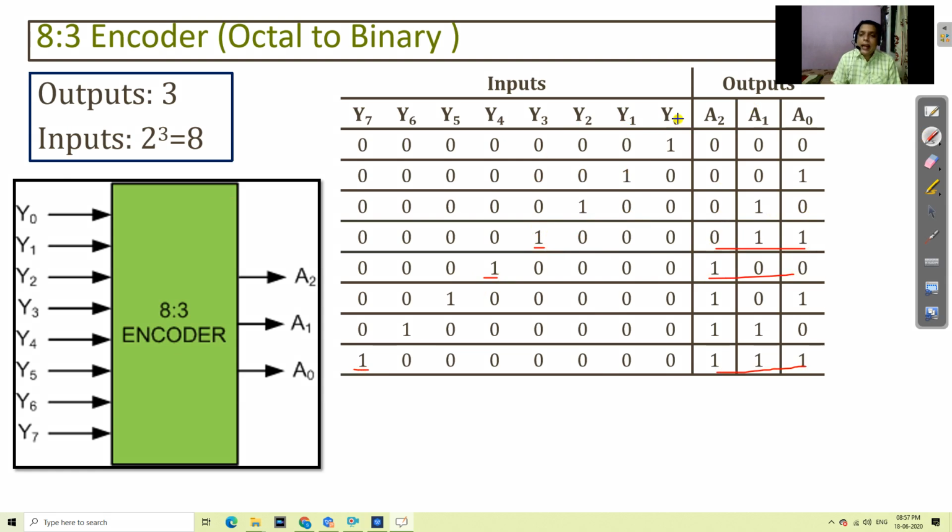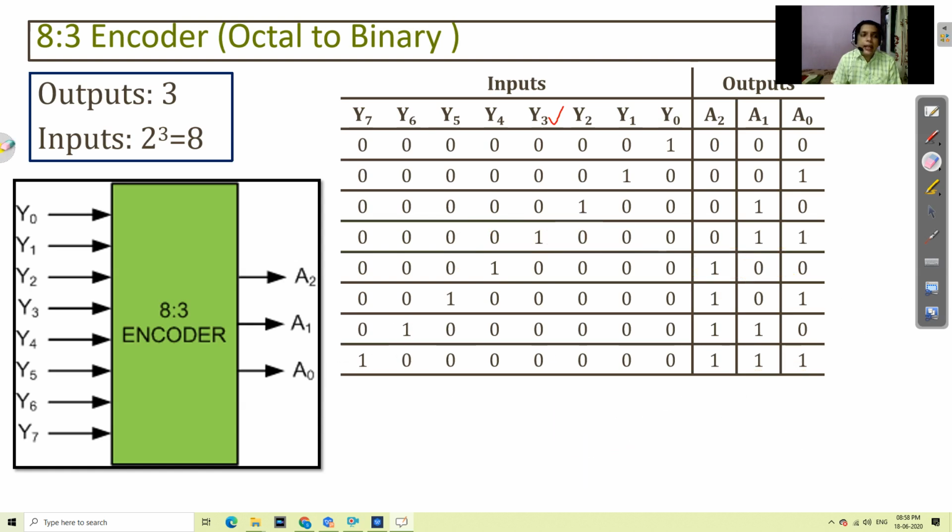So it indicates that whichever input line is present, the encoder converts that input line into binary. Let us consider that the y3 input is high. As the y3 input is high, the binary equivalent of the number 3 is 0, 1, 1. Let us say y6 is high. If y6 is high, the binary equivalent of 6 is 1, 1, 0. The corresponding output will be displayed at these output lines. So this is the working of the 8:3 encoder.